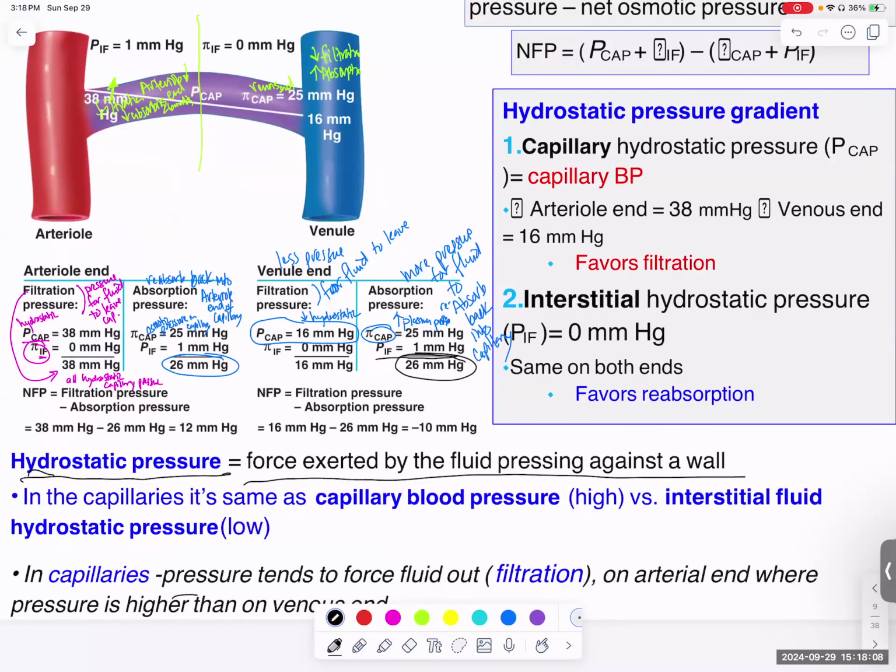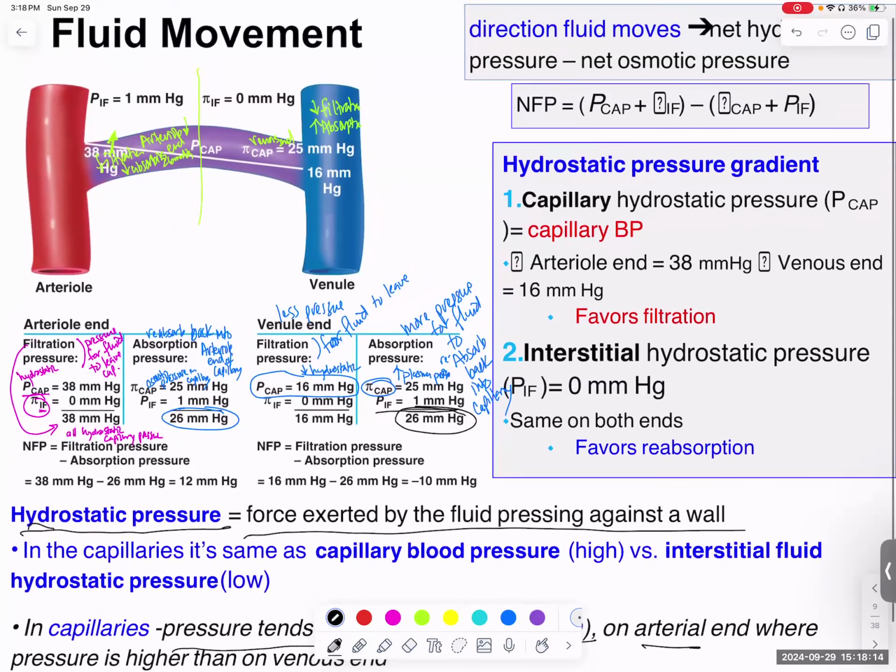In capillaries, this hydrostatic pressure forces fluid out, i.e. filtration at the arterial end. But as fluid leaves, that is increasing the osmotic pressure in that capillary, which then is the force pulling fluid back in at the venous end there.